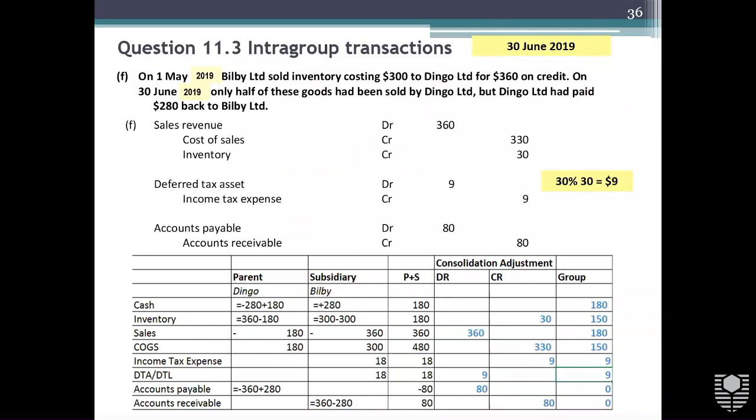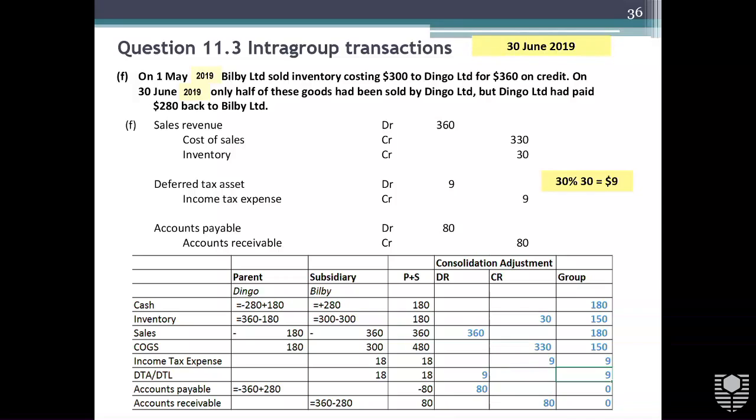Over the page, lucky last: on the 1st of May 2019, Bilby sold inventory costing $300 to Dingo for $360 on credit. So it's not going to affect your bank account straight away. We're going to have an accounts payable down here. So all we do is go through the same process, but we put it into our accounts payable. Bilby, the subsidiary, sold inventory costing $300 for $360 on credit. So sales go up 360, accounts receivable goes up 360. In the books of the parent, your accounts payable goes up 360 and your inventory goes up 360.